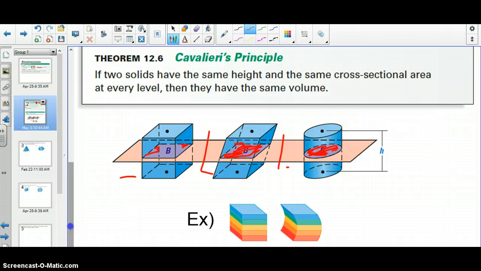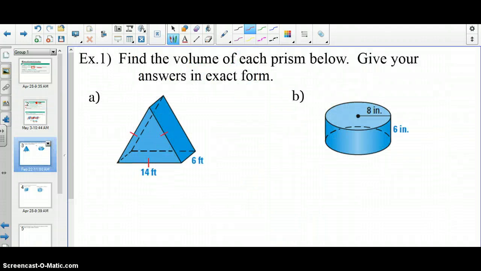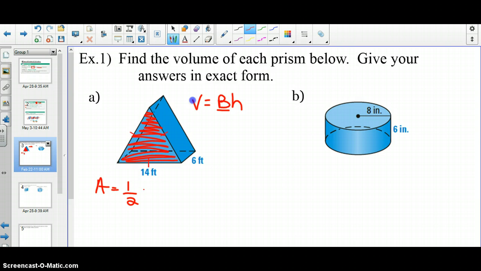So example 1 here asks you to find the volume of the prisms. We know our formula for volume of a prism is base times height, where B is our area of our base. So let's focus on trying to find the area of the base, which is, in this problem, a triangle. So area of the base is going to be 1/2 base times height. If I'm looking at this equilateral triangle, the one thing I don't know is the height of the triangle. So let's make a separate problem and figure out the height.